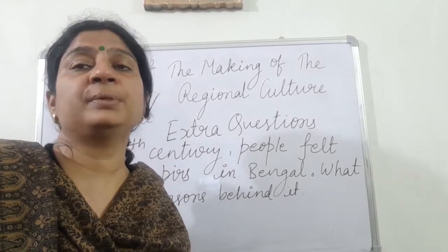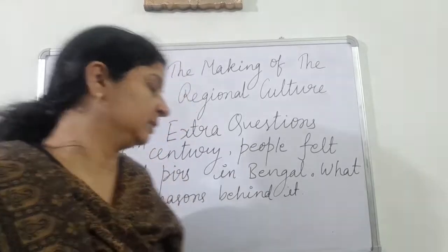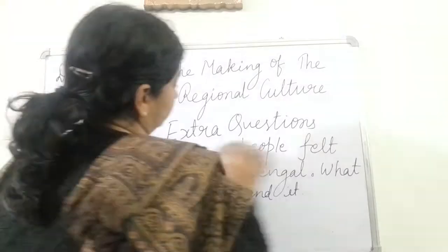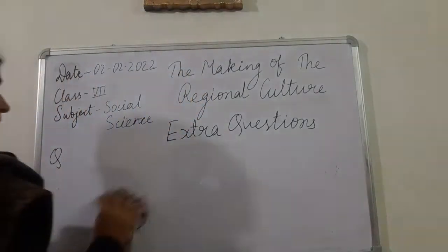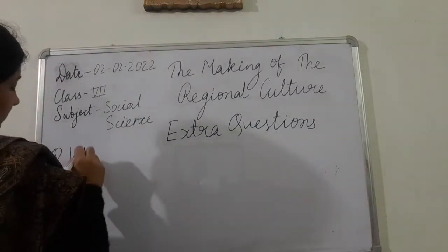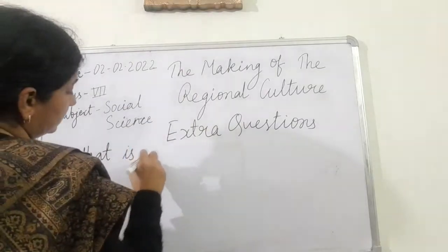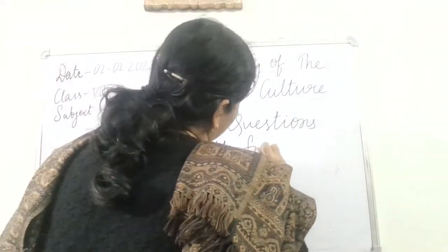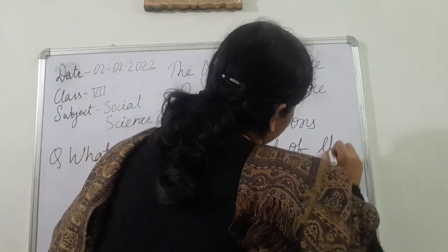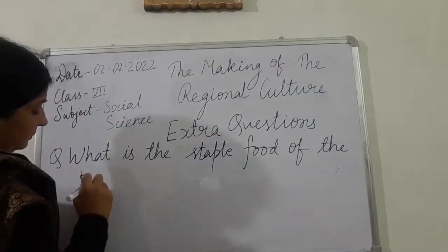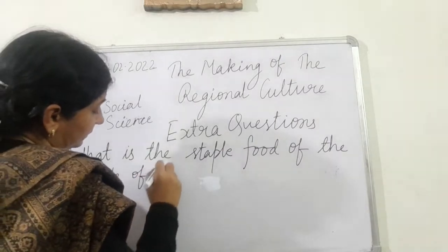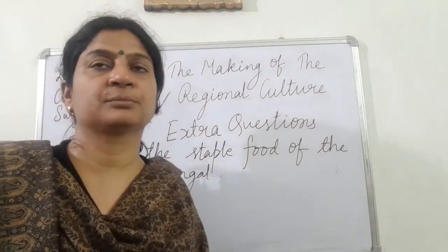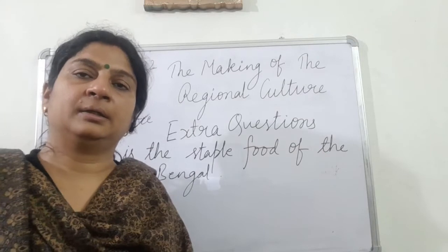Okay, and now we come to the next question. What was the staple food of the people of Bengal? The answer is rice and fish.